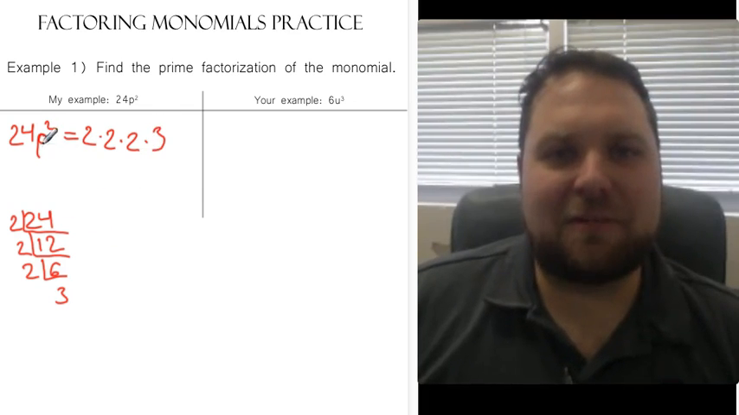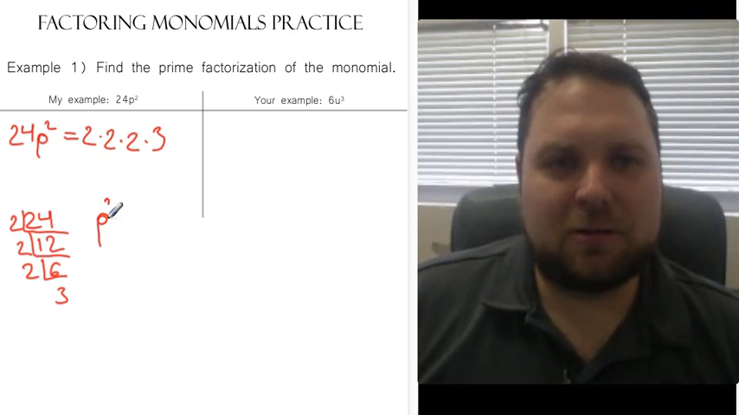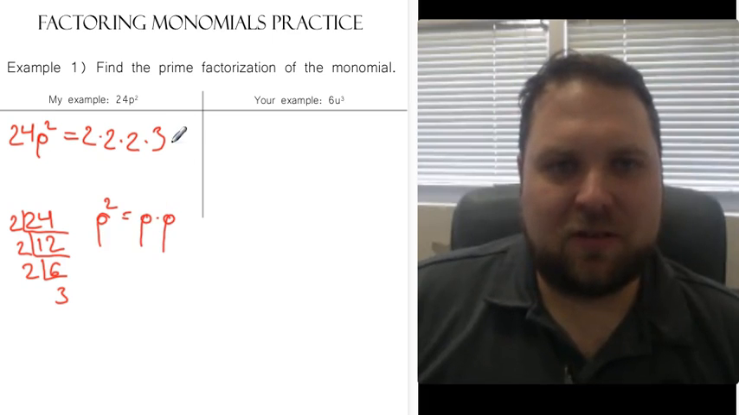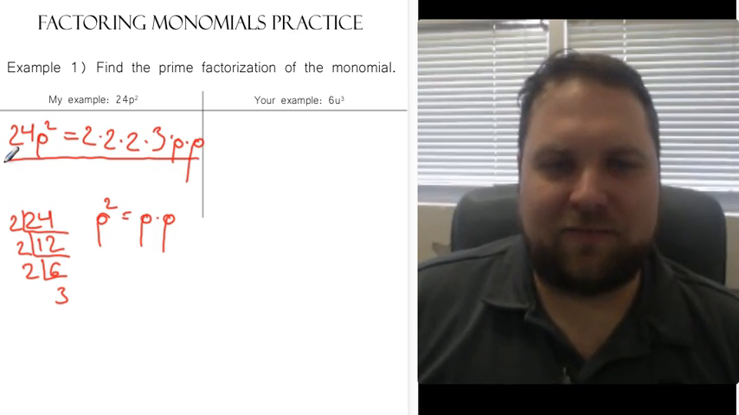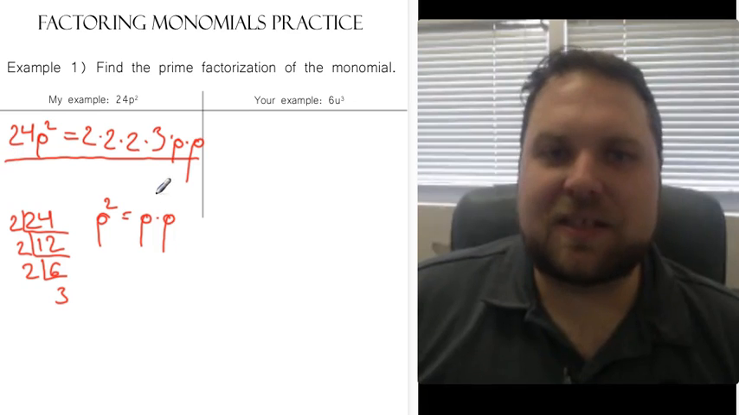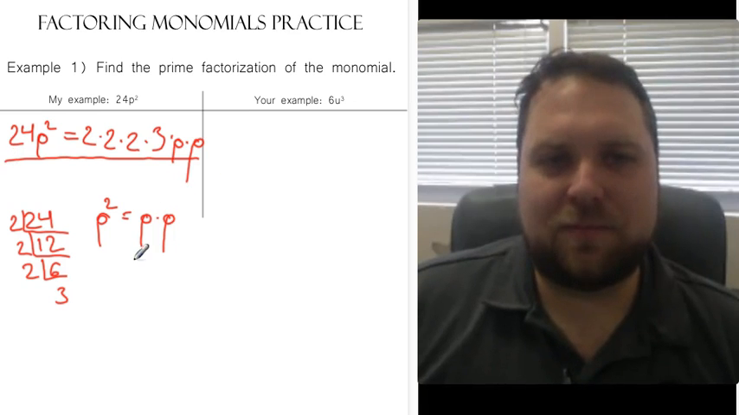Very good. Now I'm going to look at the variable p squared. Well, that means I'm multiplying p times itself twice. So I write that down here, and there it is. I've factored my monomial. So let's have you do the same for your example.